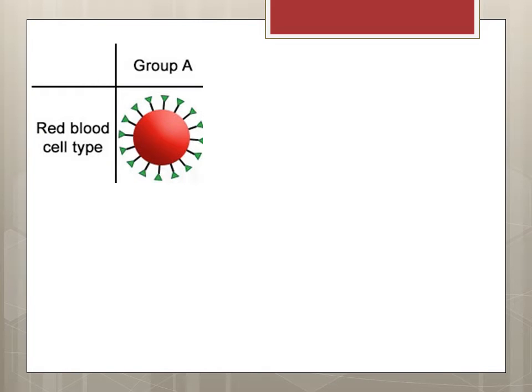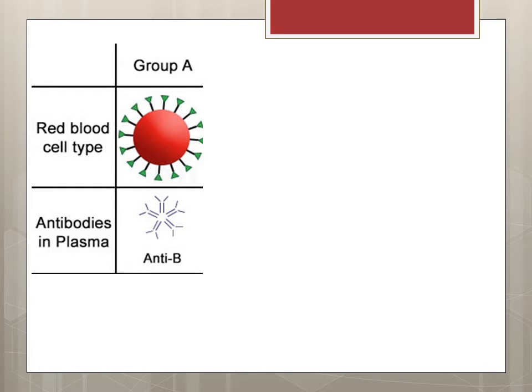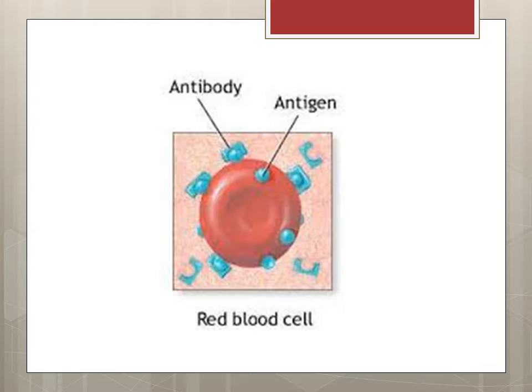So let's start with blood group A. In this case, blood group A will have antigen A on the cell surface. So in this picture, it's the green triangle things which are antigen A. In the plasma of someone with blood group A, you will find antibodies, but not A, antibodies B. Because if it were antibody A, that would mean antibody A and B would match, and then the antibodies would cover the antigen, as you can see in this picture.